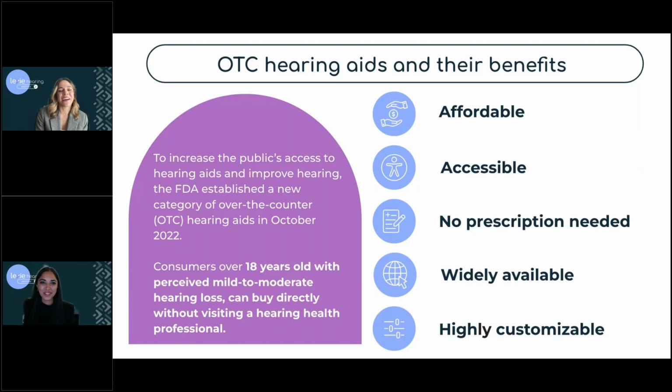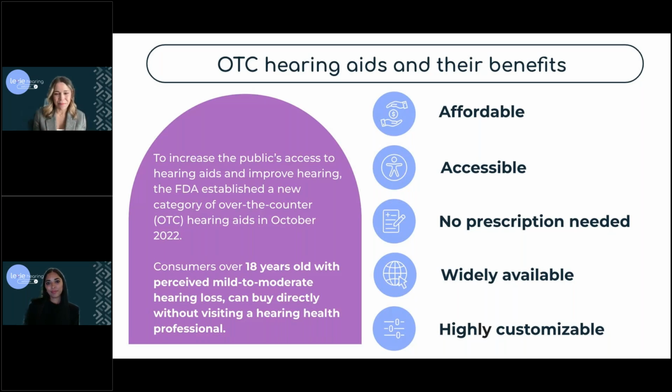Lots of benefits with over-the-counter hearing aids. I just want to tell you a little bit about the history of over-the-counter hearing aids. 85% of people experience some level of hearing loss, and 1 in 4 people with hearing loss don't treat their hearing loss. Why? Because hearing aids were expensive, they were hard to access, you needed a prescription, and they weren't as widely available. So in 2022, the FDA established a new category of over-the-counter hearing aids. So that is why they exist.